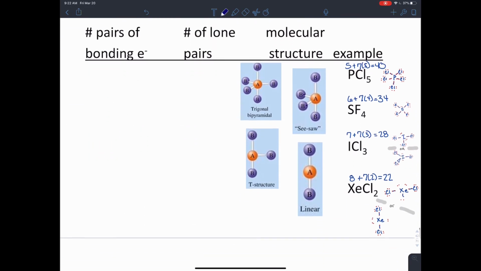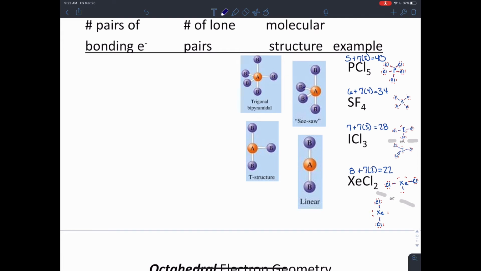Let's move on down to some less familiar ones. We have PCl5. So that is 5 shared pairs, no unshared pairs. And what kind of geometry has that? Again, when you look back up in the table, you'll find that it is trigonal bipyramidal.